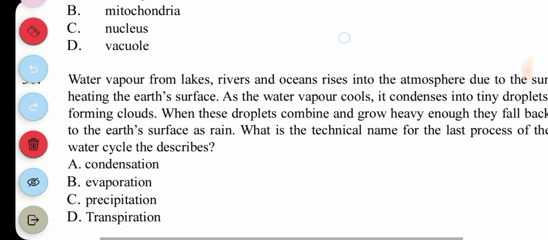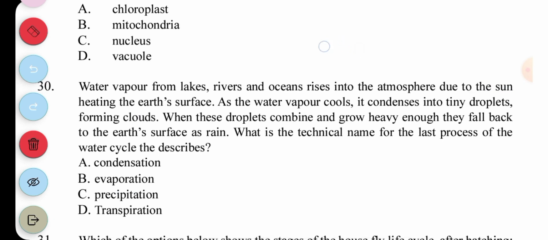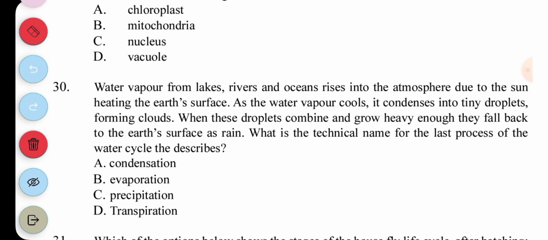30. Water vapor from lakes, rivers, and oceans rises into the atmosphere due to the sun heating the Earth's surface. As the water vapor cools, it condenses into tiny droplets, forming clouds. When these droplets combine and grow heavy enough, they fall back to the Earth's surface as rain. What is the technical name for the last process of the water cycle? The answer to question 30 is C. Precipitation.